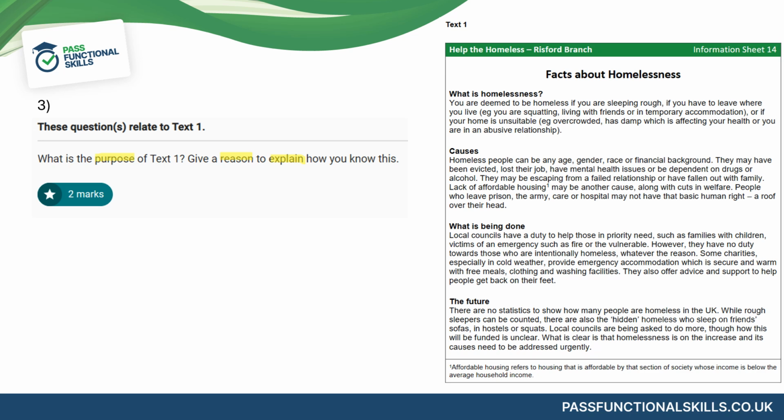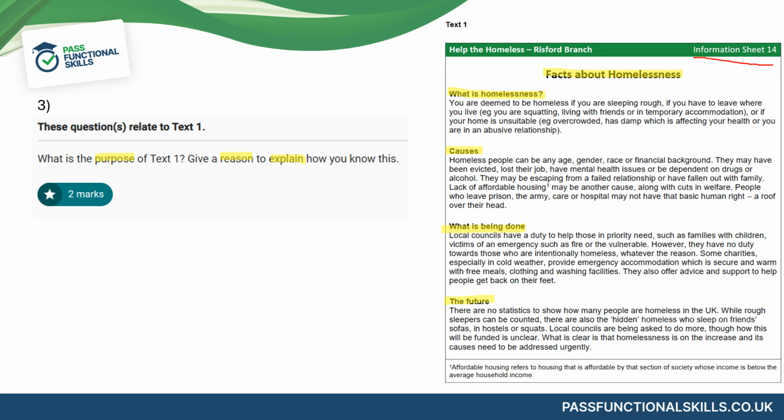So if we look at this text here, our first clue is that we've got this phrase information sheet up here. So we know that it's a sheet to give facts, and also the heading tells us that, facts about homelessness. If we quickly skim through the text, we can see that the subheadings say what is homelessness, causes, what is being done, and the future.